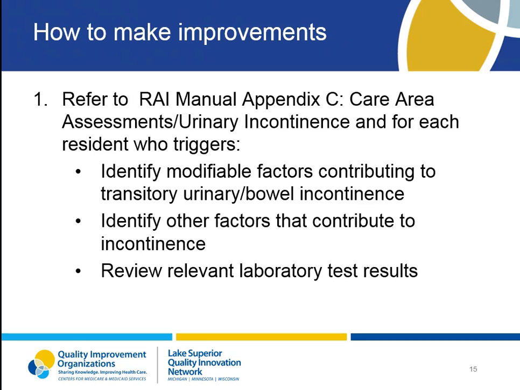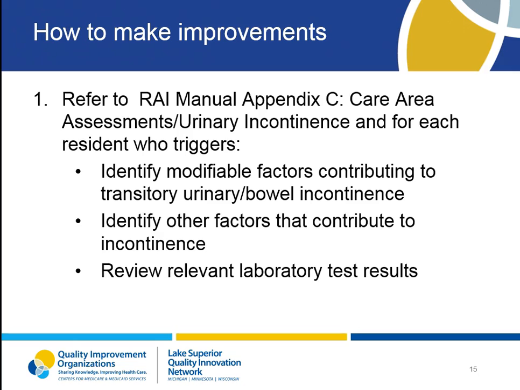To help identify what your team can do to improve this quality measure, refer to the RAI Manual Appendix C to find the care area assessment for urinary incontinence. The care area assessment provides a framework for guiding the review of triggered areas and clarification of a resident's functional status and related causes of impairments. It also provides a basis for additional assessment of potential issues, including risk factors.